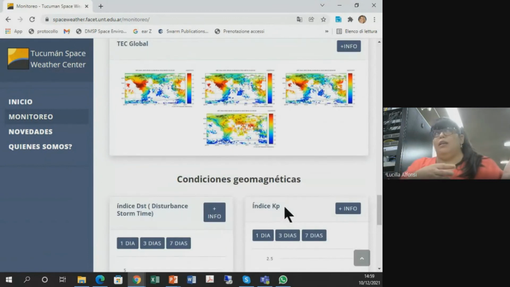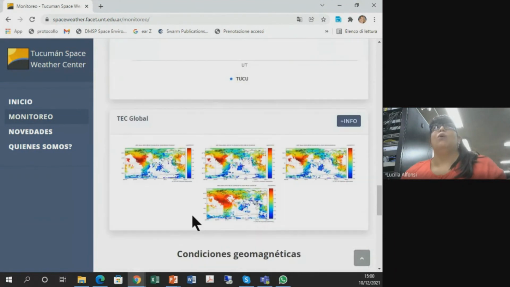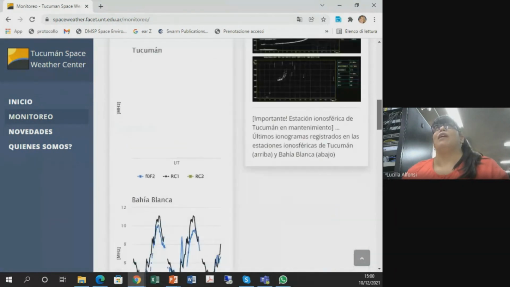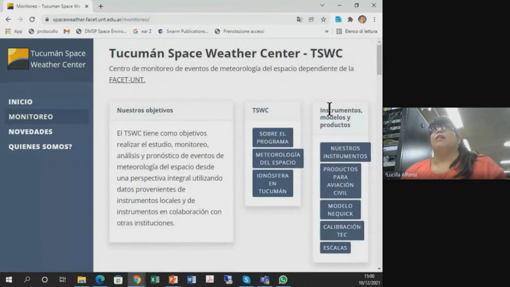So in the next few months, I hope we have all the data and all our instruments here. I think it is going to be a good and nice portal for Argentina, and we are working very hard to work in a network with Argentina and from a regional point of view. So thank you, I think so.